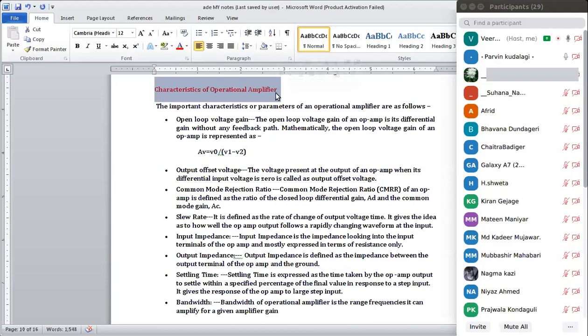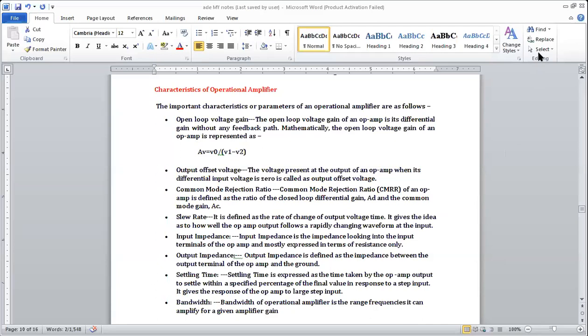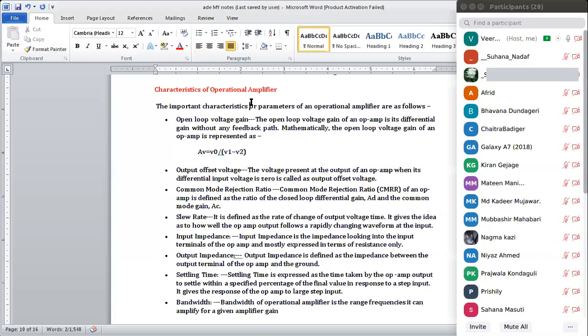Then, when we are going for an operational amplifier, we should know the characteristics of this amplifier. So here, have you come across CMRR?